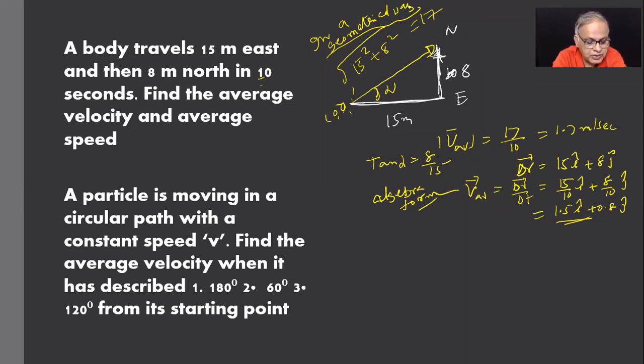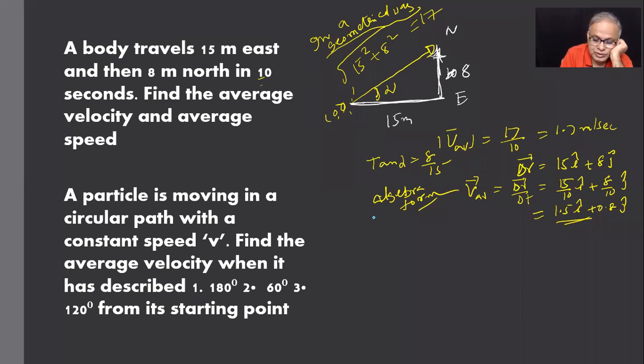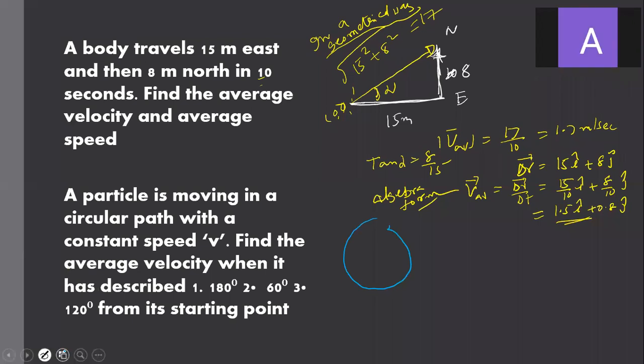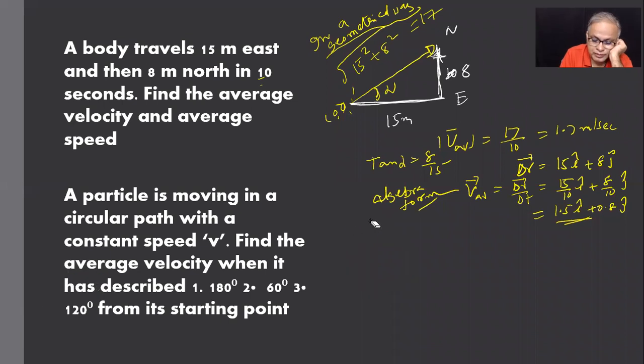The particle is moving in a circular path with a constant speed v. As usual, I told you reading first and then putting the picture next. Isn't it? So how is the particle moving? Circular path, like this. So that is the first stage of your problem solving. It's moving in a circular path, right?